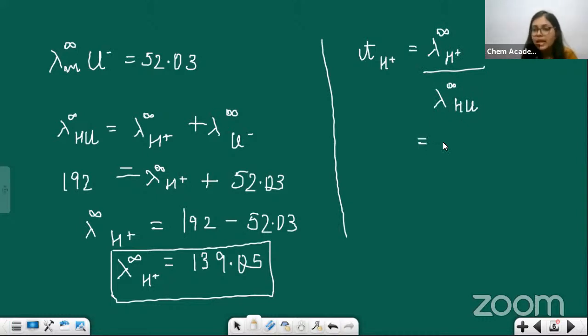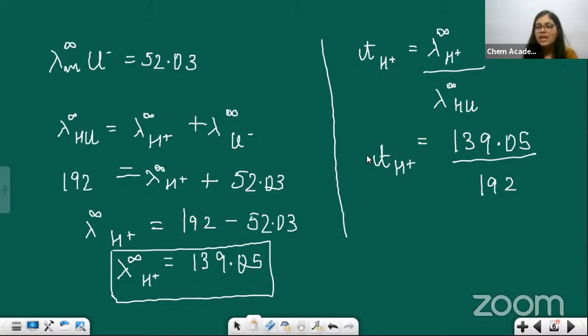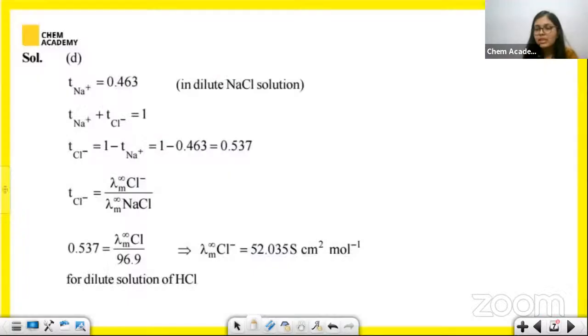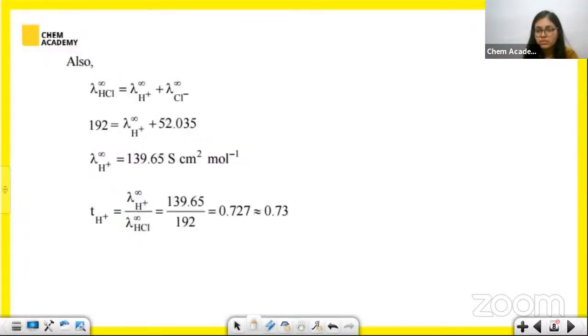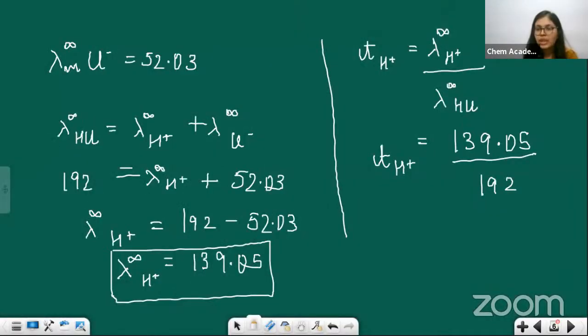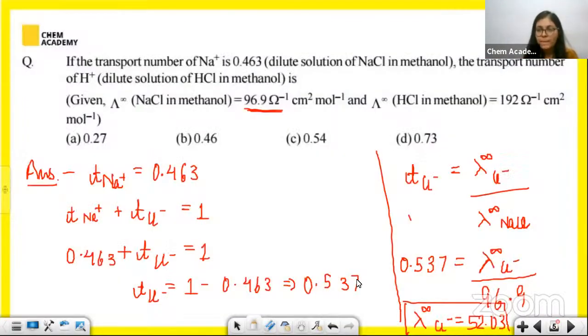Now we will put in the values. It will come out to be 139.05 divided by 192. Solve this and tell me what should be the answer. So the final answer over here.